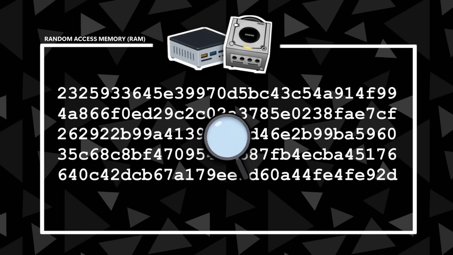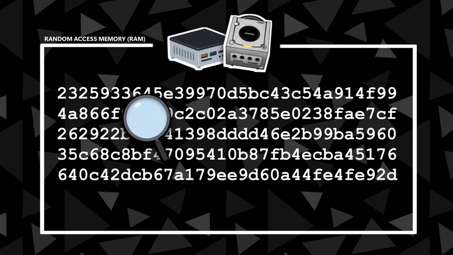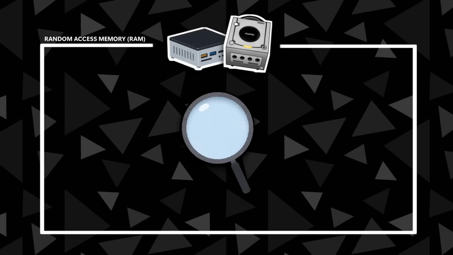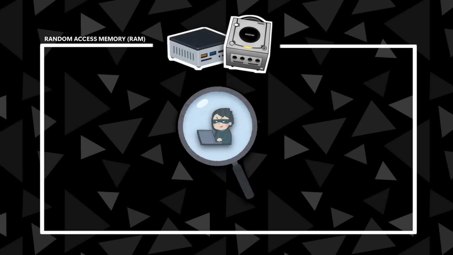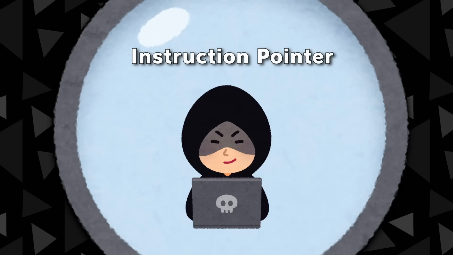But I mentioned that the game needs to find the logic code in RAM, so it has to use something to keep track of where the logic instructions are stored. And what if we were to somehow take control of the process that remembers where instructions are? Well, in a traditional sense, arbitrary code execution is often achieved by doing exactly that. That is, ACE typically involves controlling a program's instruction pointer through a series of oversights or glitches.